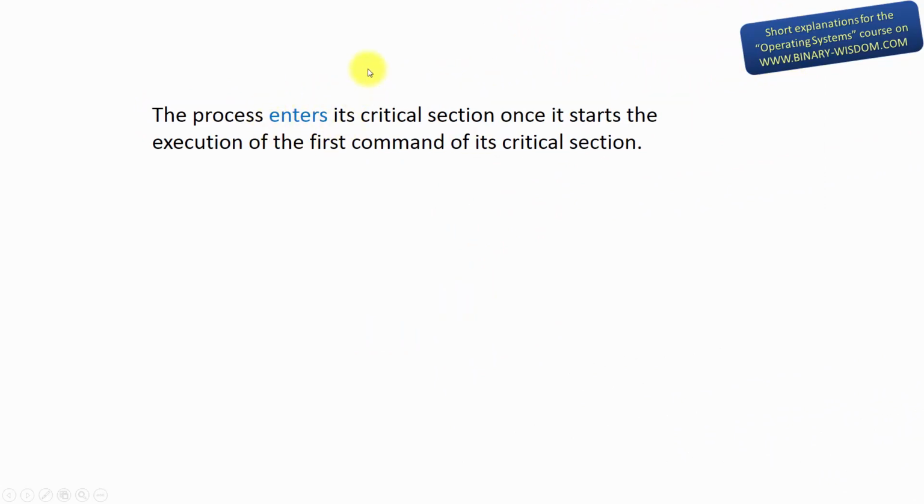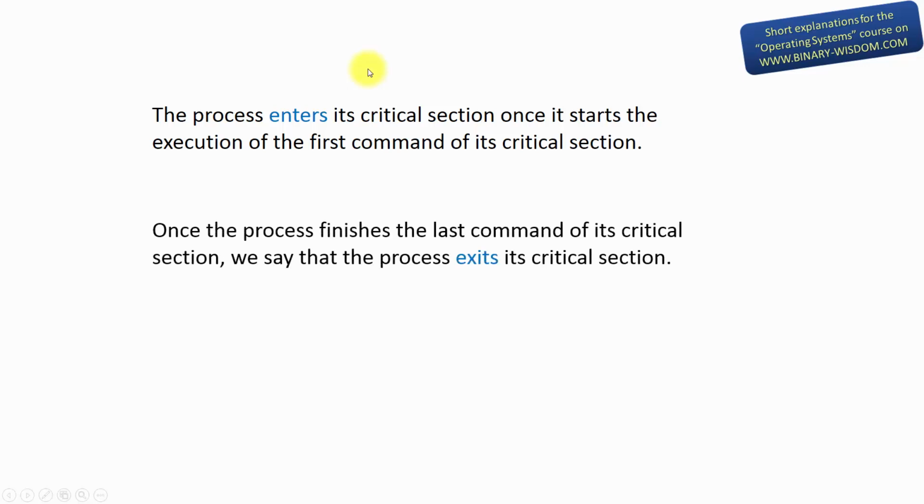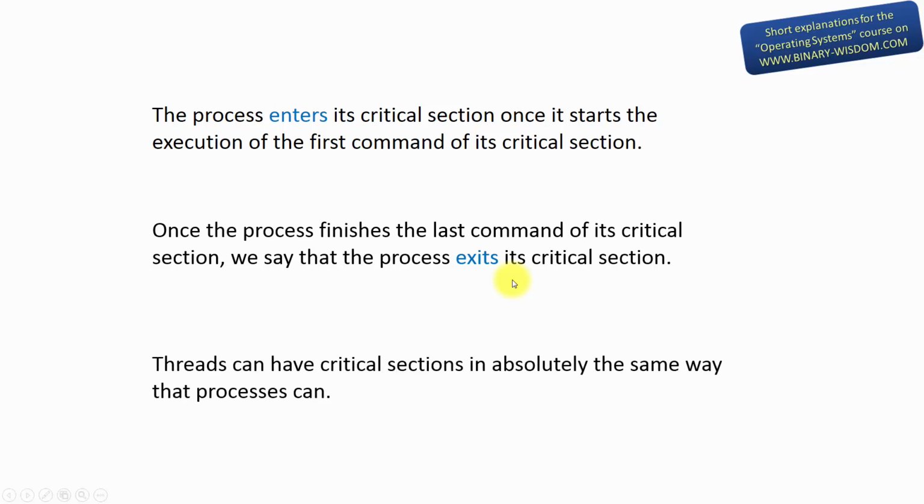To fix this small terminology problem, we can say that the process enters its critical section once it starts the execution of the first command of its critical section. And once the process finishes the last command of its critical section, we say that the process exits its critical section. So, if one process has entered its critical section, then no other processes can enter their critical sections until the first process exits its critical section. Second, we are discussing critical sections with respect to processes, but threads can have critical sections in absolutely the same way that processes can.